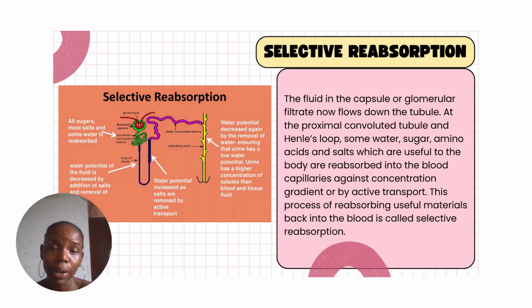Let me explain that again. I said some of the substances that are still useful, like your amino acids, your salts, your sugar, and water, are selected and reabsorbed back into the blood against the concentration gradient. That's active transport. Now, this process of reabsorbing these useful substances is what we call the selective reabsorption.